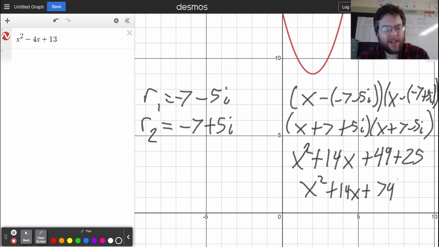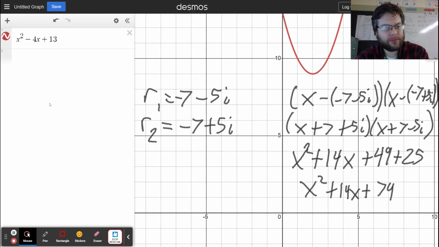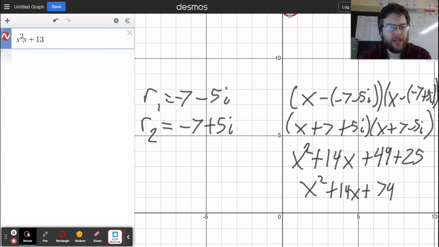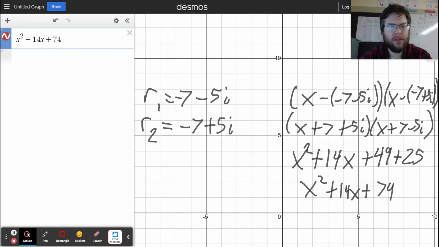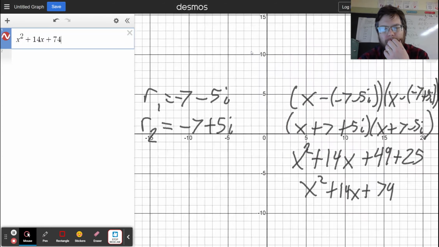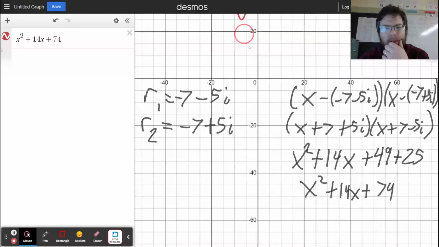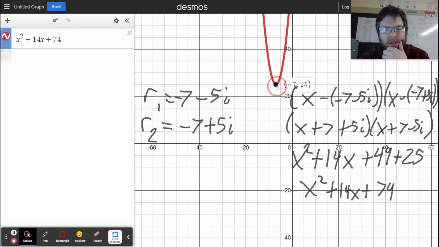And if I showed you a graph of that, you might be able to predict, it's a little hard, you might be able to predict where the vertex is. Let's zoom out. No real roots. Vertex is at negative 7 and 25. Negative 7 comes from the real part of the roots. 25 comes from the imaginary parts being squared.